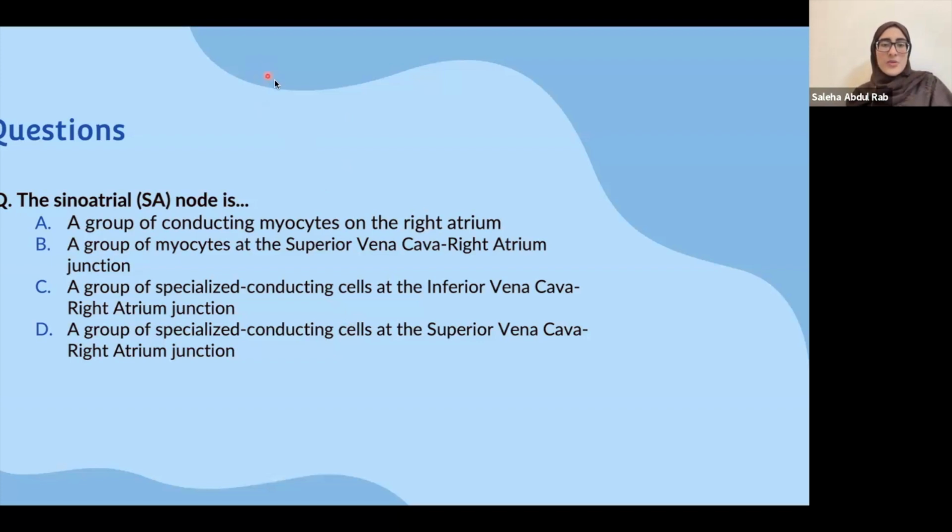Okay, I see a couple of people answering. Someone said D, another person said D. Correct. D is the right answer. A sinoatrial node is a group of specialized conducting cells at the superior vena cava / right atrium junction.